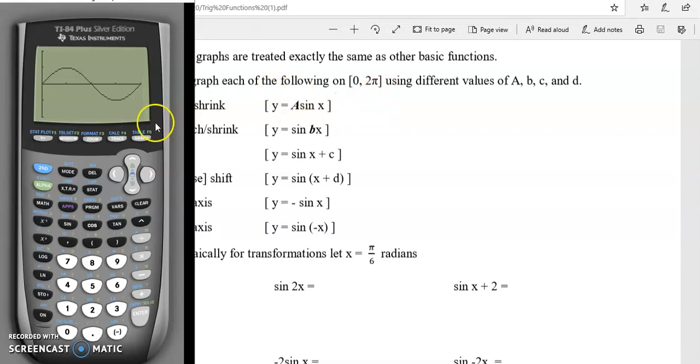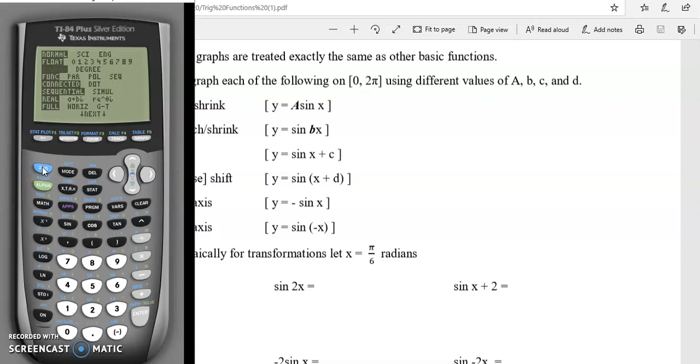Now when we go from 0 to 2 pi, we want the mode to be radian mode. And this is why it's important to have just a basic understanding of what to expect when you graph these functions. Because a lot of students make the mistake and not think about what mode they're in. But that makes all the difference. You're going to get every answer wrong if you're in the wrong mode.